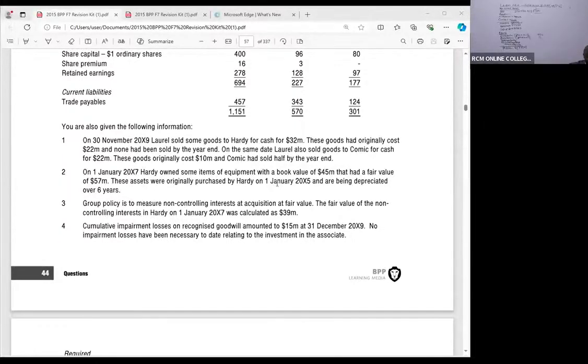These assets were originally purchased and are being depreciated over 6 years. Over 6 years. I'm not saying anything. I'm just waiting to see whether there is any ninja who will be able to get this depreciation correctly. And please, sorry for using this word so many times, it's quite sad, but don't be stupid and go back to the answers.